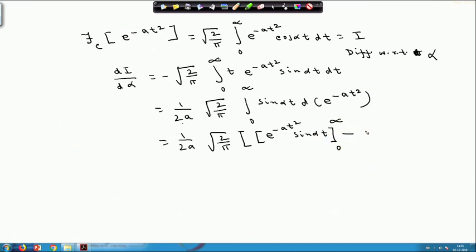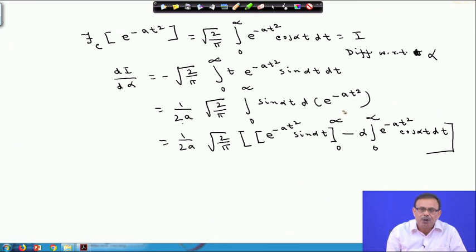Second part will be minus integration of this part, that is minus alpha into 0 to infinity e power minus a t square into cos of alpha t into dt. So, using integration by parts, since I have written d of this, it becomes easy for me to use the integration by parts. The first part I am getting as this, where limiting value is 0 to infinity, and second part is this integral.